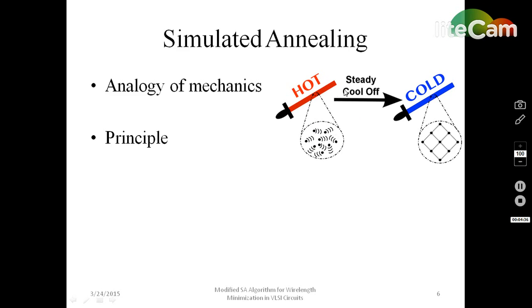But as the temperature steadily cools down, as there is a gradual decrease in temperature, the atoms are restricted to move and hence they form a perfect lattice structure. The basic principle behind annealing is this: heat the metal to a very high temperature and gradually cool it so that we will get a perfect crystal.